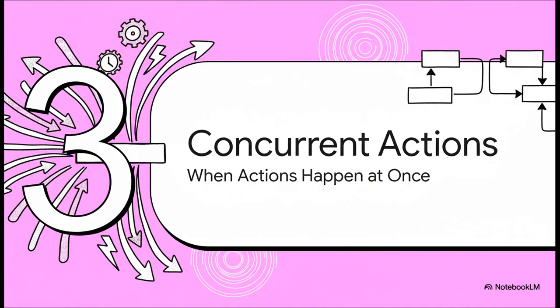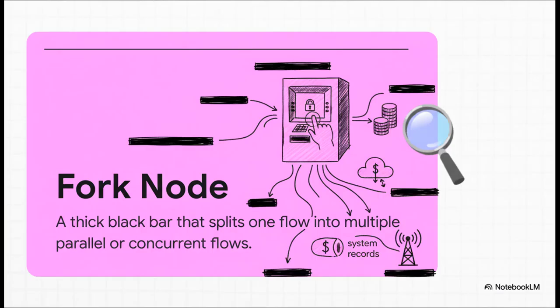All right, section 3, when actions happen at once. We've handled straight lines and we've handled branching paths, but now we get to that superpower I was talking about. What happens when a system needs to do a bunch of things all at the same time? This is where the fork node enters the picture. It's just a thick black bar, but it does something amazing.